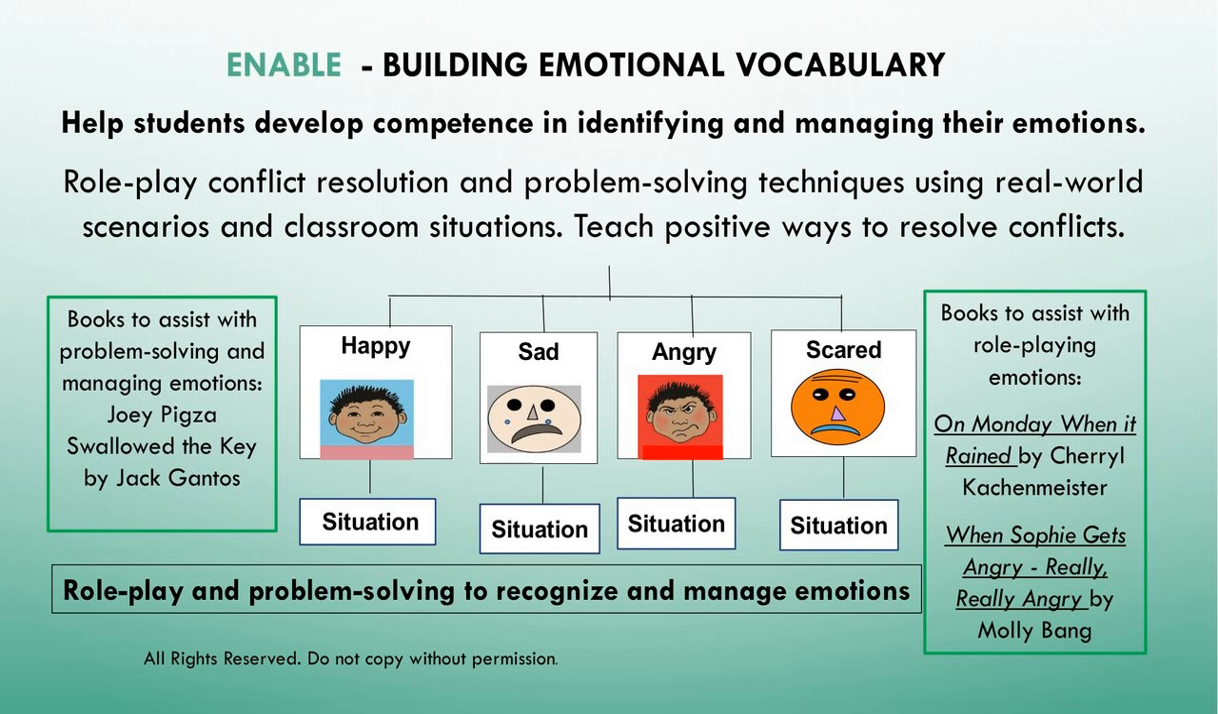Continuing with the enable step, building emotional vocabulary, develop the students' competence in how they manage their emotions. I have a suggestion here for a few books. You can use the books for role play. You can use that book for your writing activity. You can use the book for discussing different feelings. Depending on your grade level, you can adapt it to that situation.